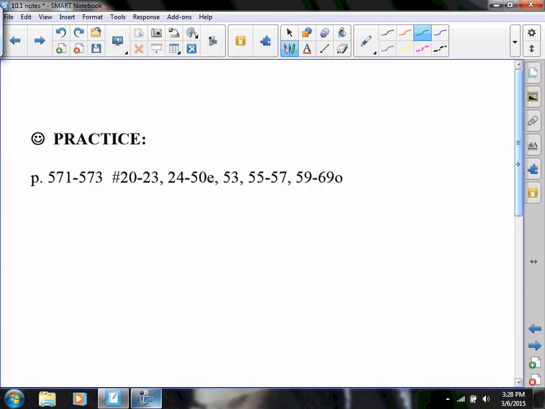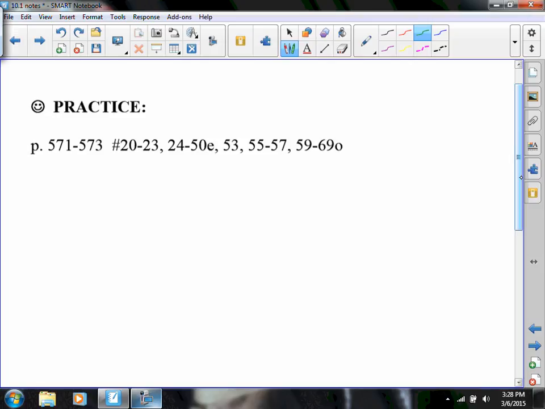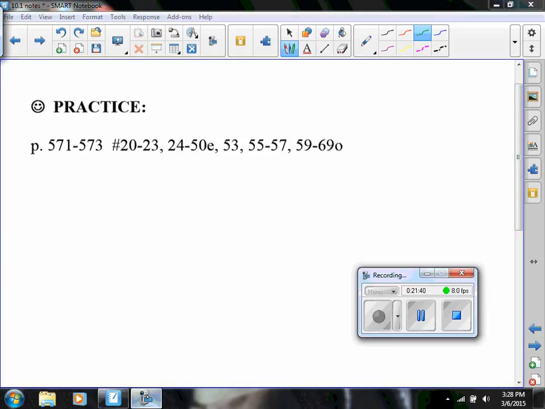Okay, so practice these problems out of your book. Remember the odds are in the back so you can check them. If you have any questions, make sure you're coming in to see us for help before school. And if you have any other questions, let us know in class.